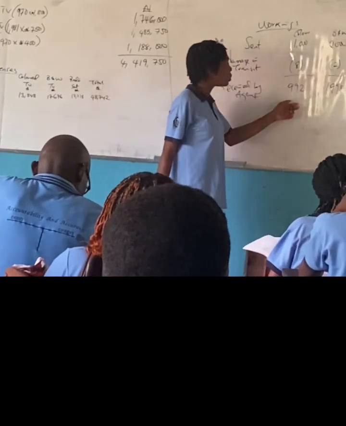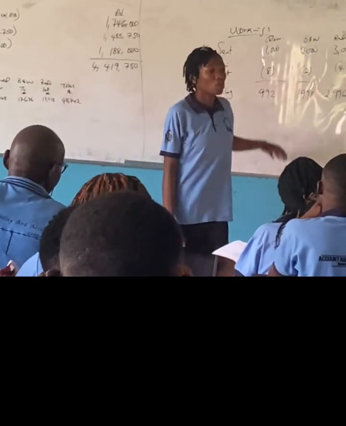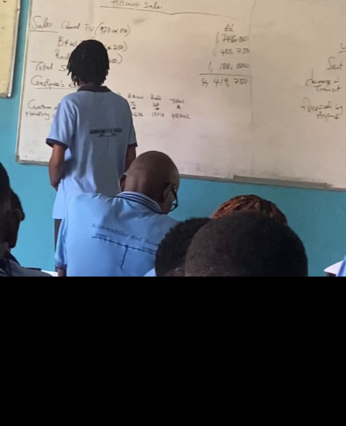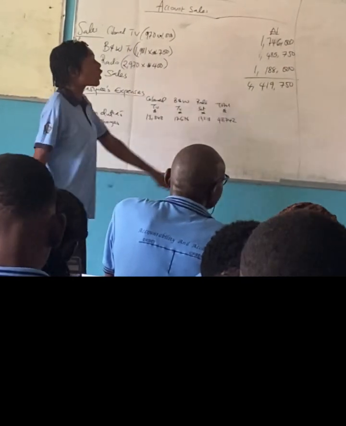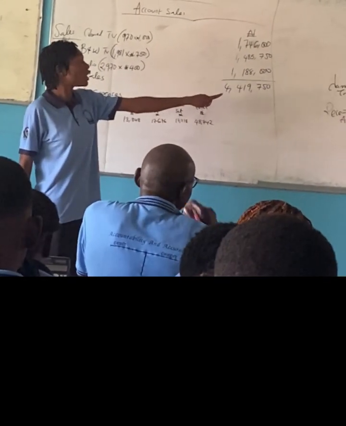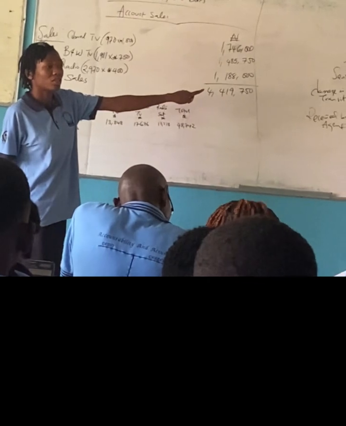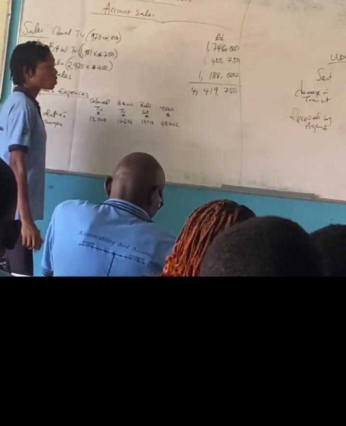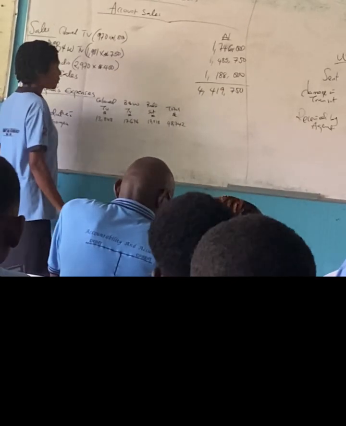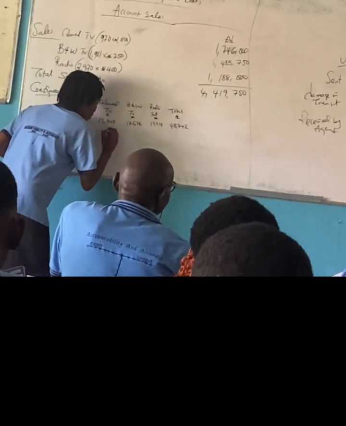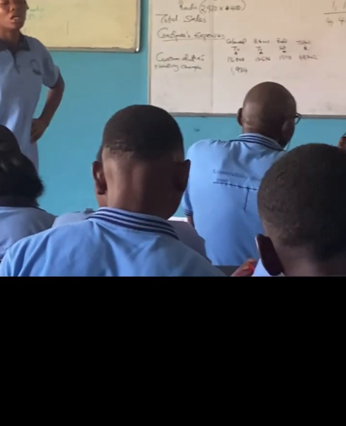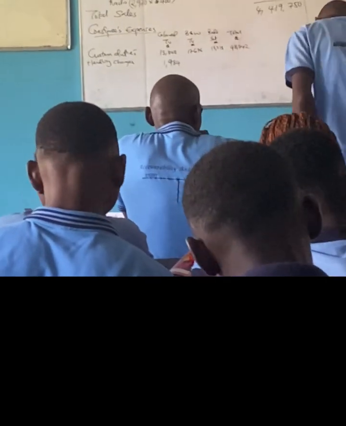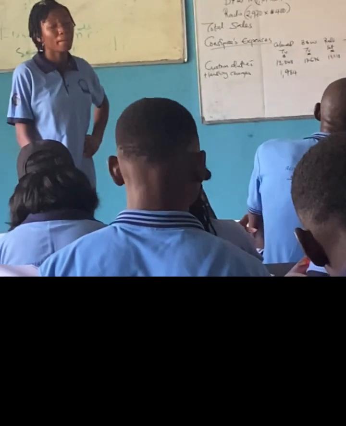So this is where I'm going to pay handling charges on. Are we there now? Your handling charges, you have 2 naira, right? So for the color TV, how many color TVs do we have? 992. So our total value is 992 times what? 2 naira, which will give us what? 1,900.